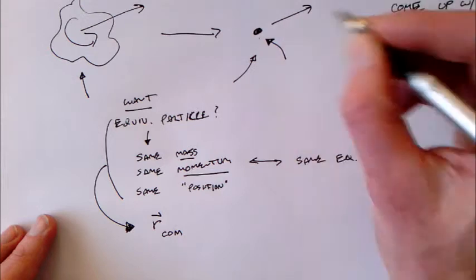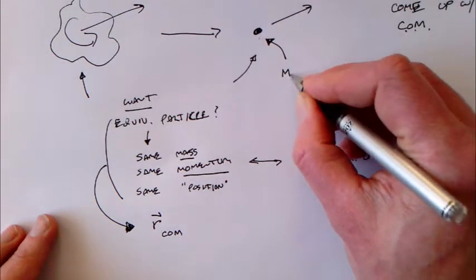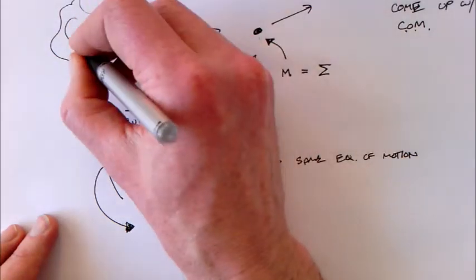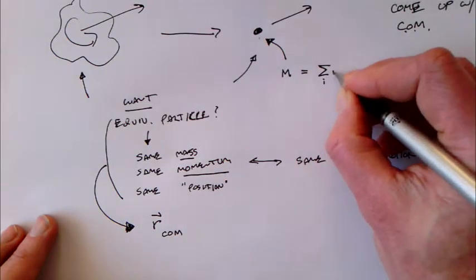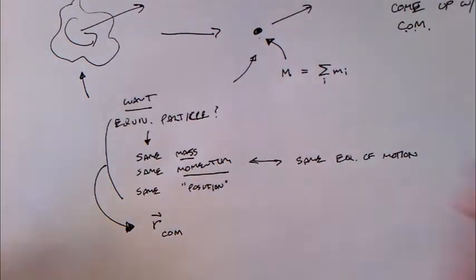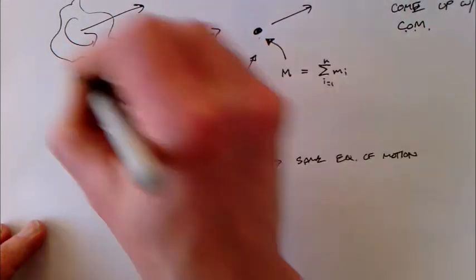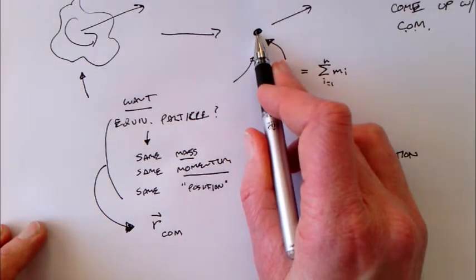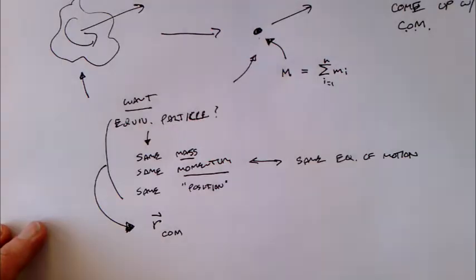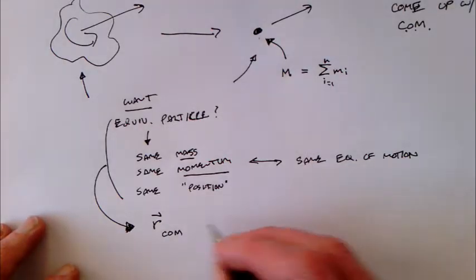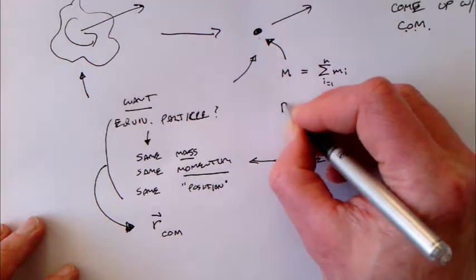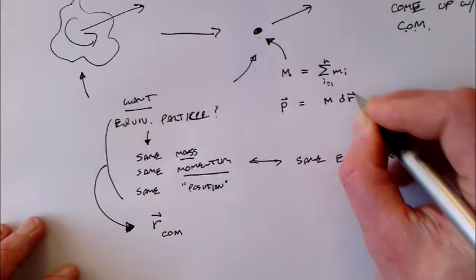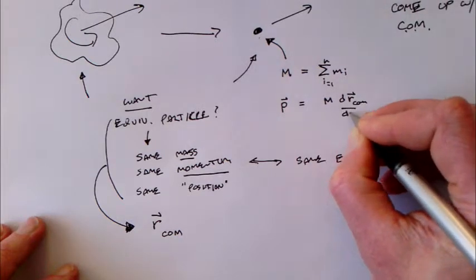One of the things this fictional particle must be like is it must have a mass big M that's equal to the sum of all of the masses that make up this other object. So I'll say it's the sum from i equals 1 to n, however many particles make up this extended body. The effective mass, the equivalent mass of the point mass, is just the mass of all the stuff in there, right? If it has the same momentum, then that momentum must be big M times d r_COM by dt, right?